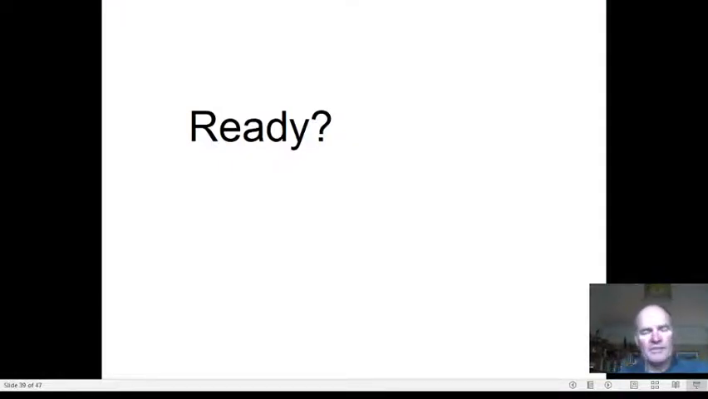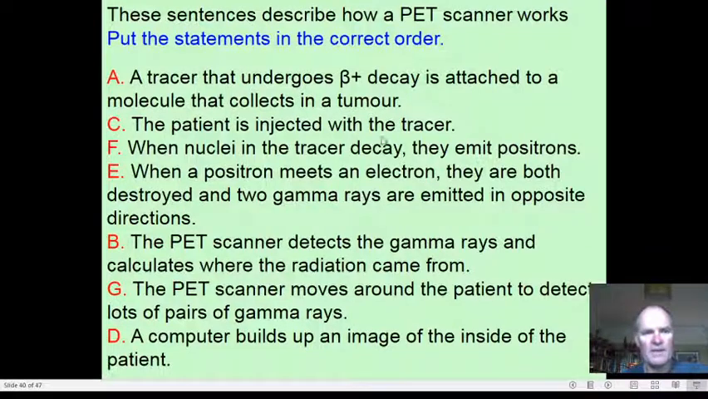Okay, hopefully you've come back and put those sentences into order, and this would be the most logical and sensible order of them: A, C, F, E, G, D. A tracer that undergoes positron, beta plus, decay is attached to a molecule that collects in the tumour, e.g. glucose. The patient is injected with the tracer.